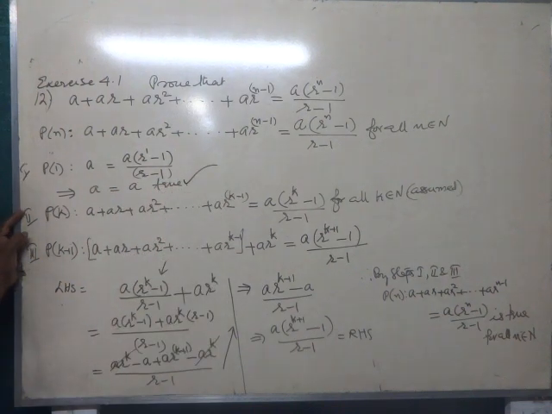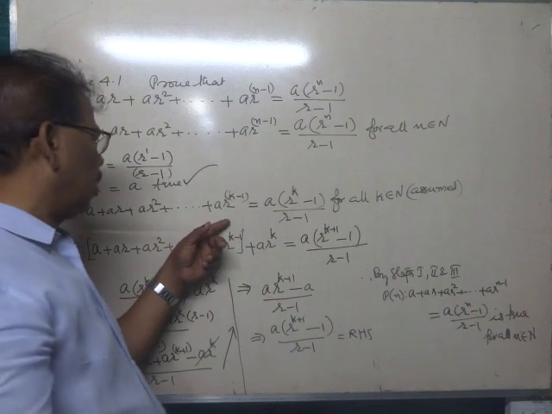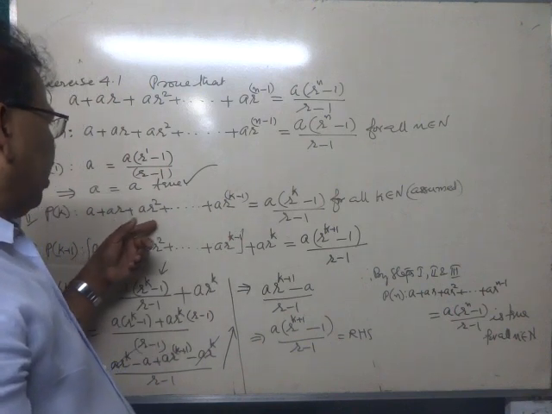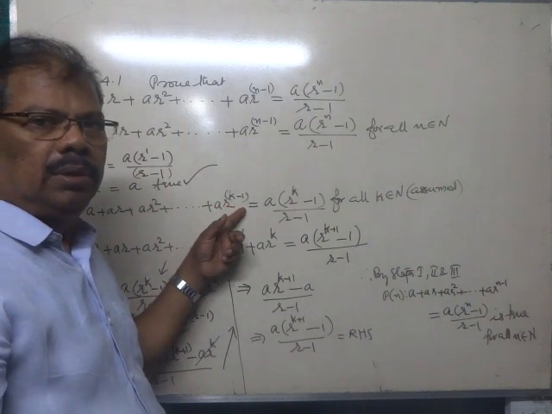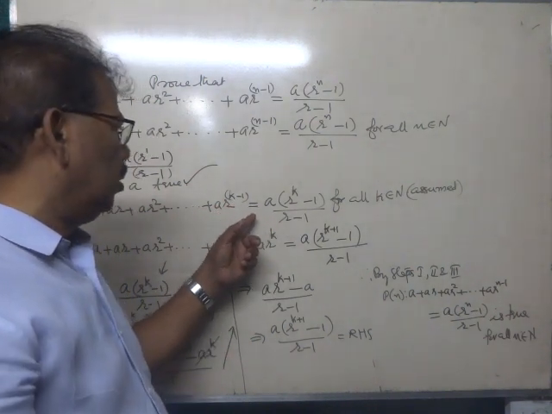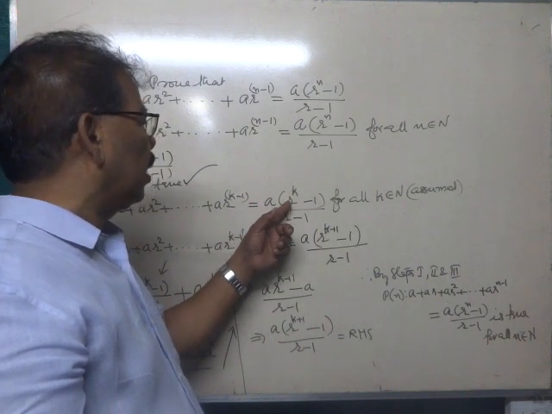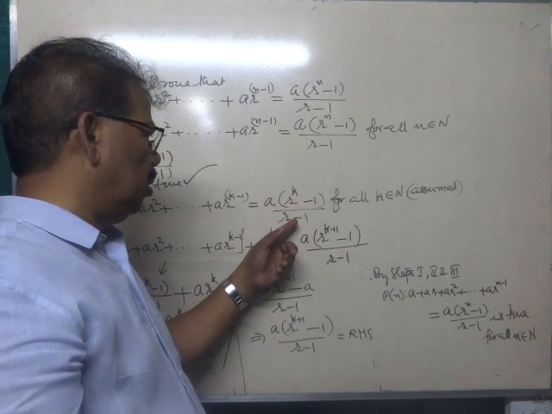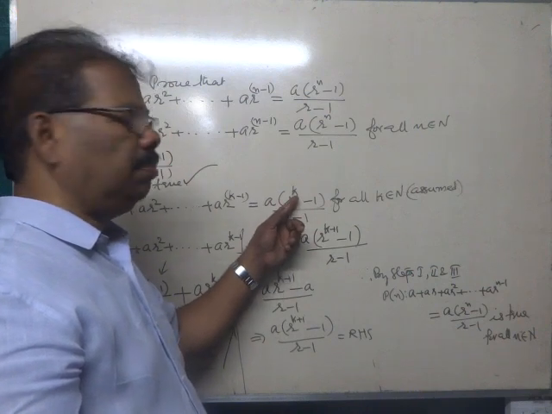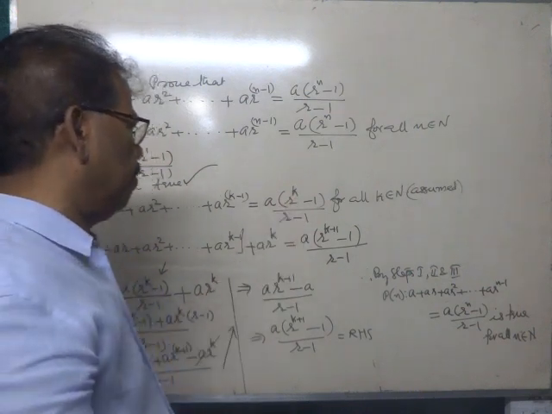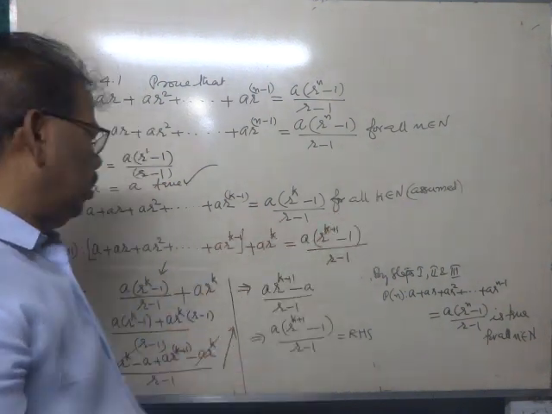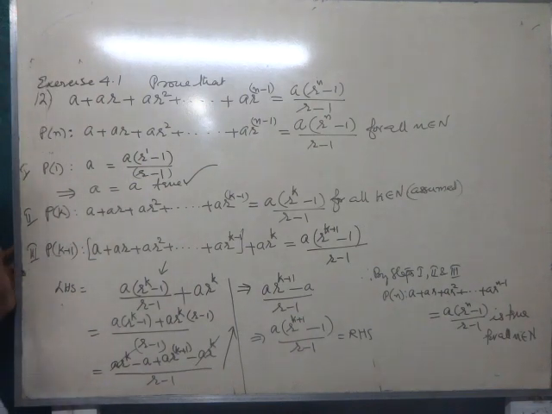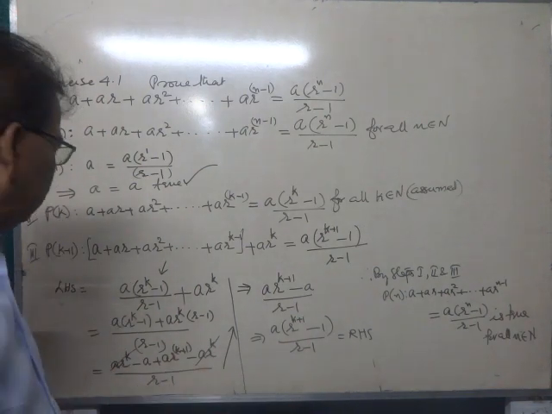Then we shall assume that this statement is true for k. We have written it. P of k is equal to a plus ar square plus etc. plus a r raised to k minus 1. Instead of n minus 1, we have written k minus 1, is equal to a into r raised to k minus 1 divided by r minus 1. Here also replaced n by k. That is what we assume. Then we shall examine whether it is true for k plus 1, the next natural number.